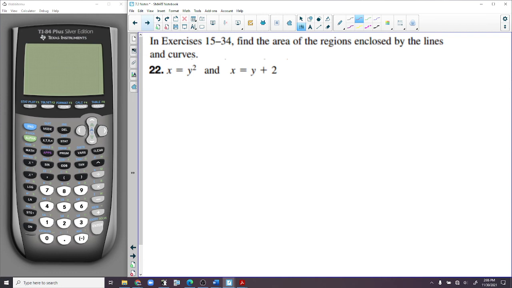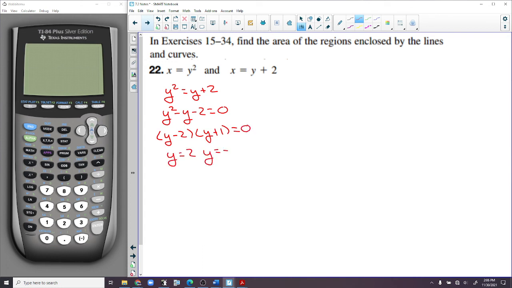Oh, they're x equals. So that means we probably should just do right minus left. But the problem is twofold. First of all, we need intersection points, which is pretty straightforward. Minus y minus 2 is 0. So y minus 2, y plus 1. So y equals 2, y equals negative 1.